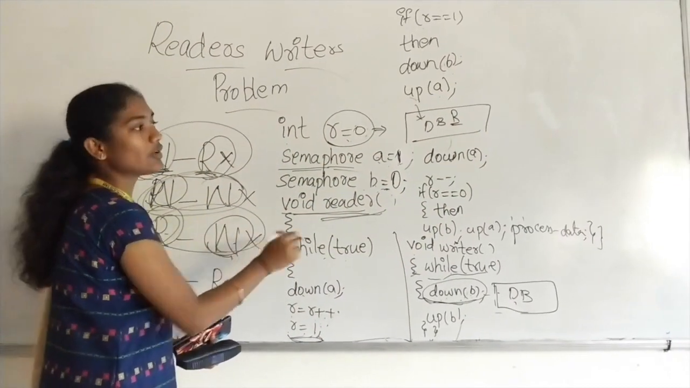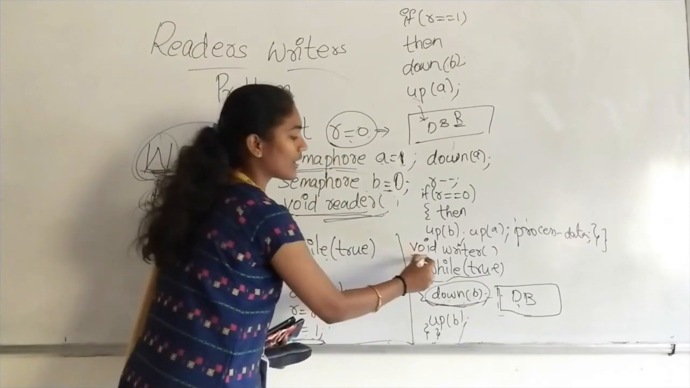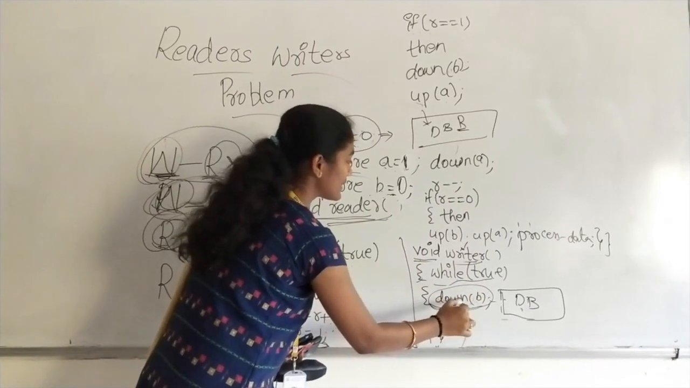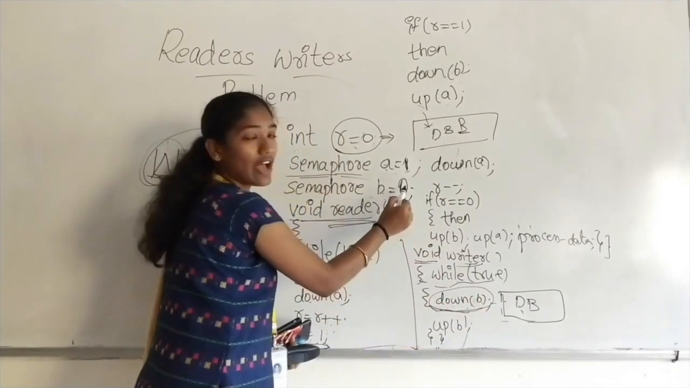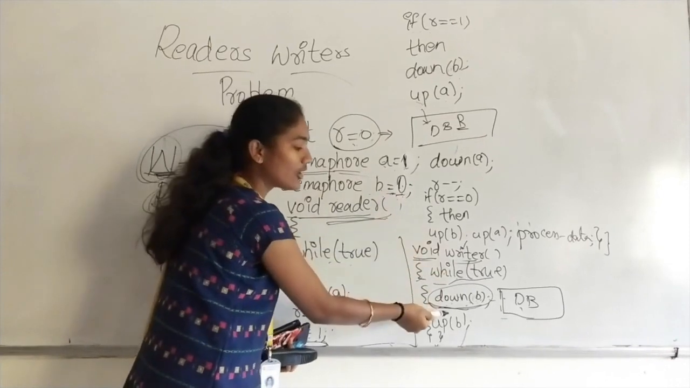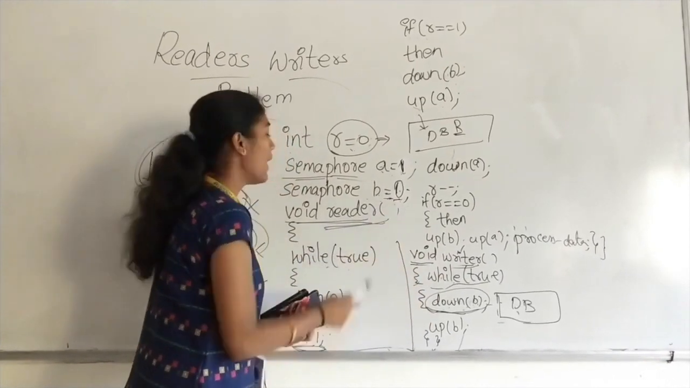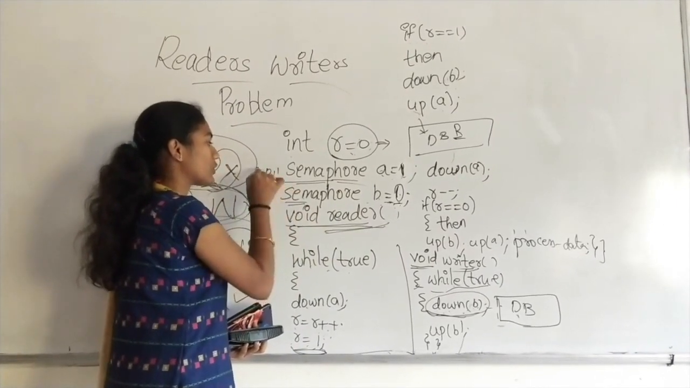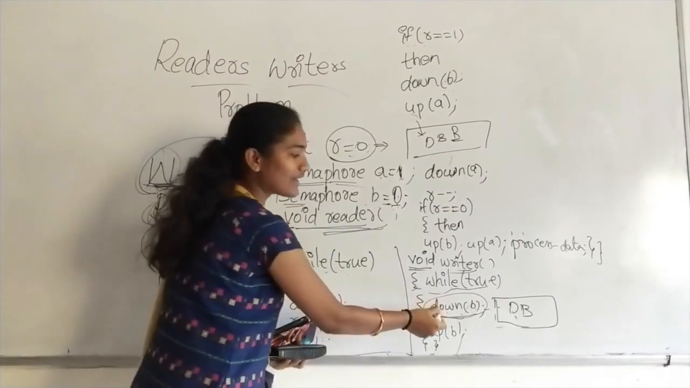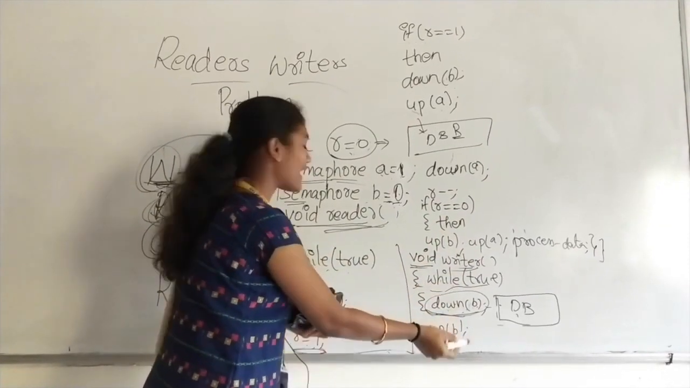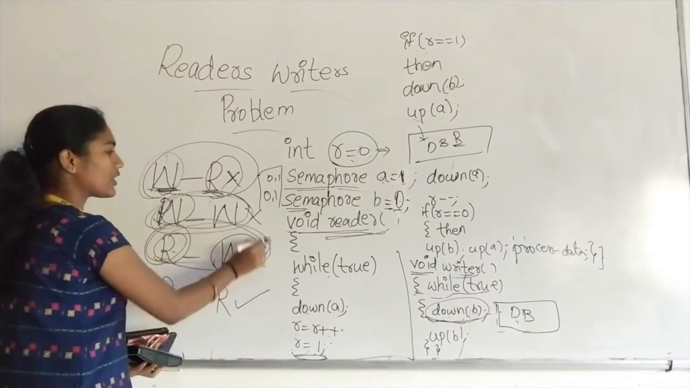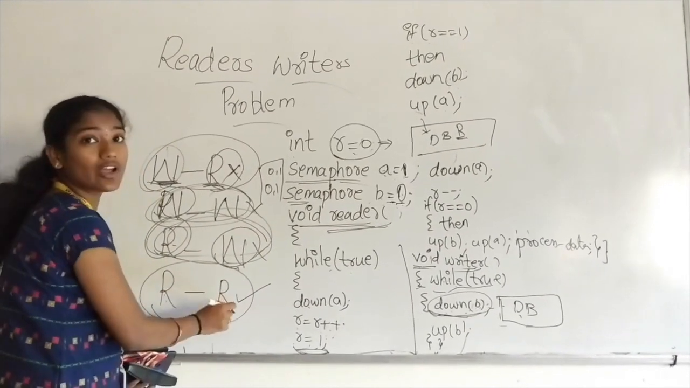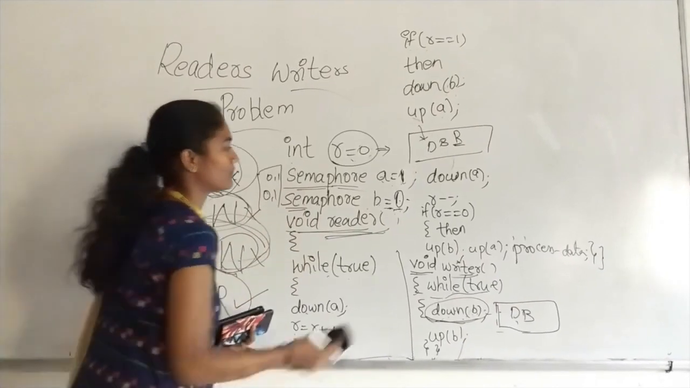Now the writer wants to enter into the database, so we'll come to the writer code. Till the condition becomes true, it decreases the value of b. Already we have b equal to 0, but we cannot decrease the value of b to -1 because, as it is a semaphore, it accepts only binary values, zeros and ones only. So the writer cannot enter into the database and cannot access the data. So this condition is also satisfied. Now it should allow n number of readers to access the data.